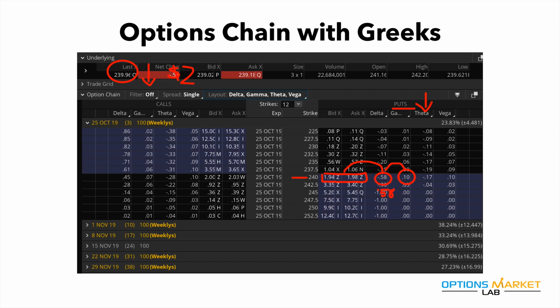Now the second thing, the third Greek that we are looking at is the theta, which is on both ends.